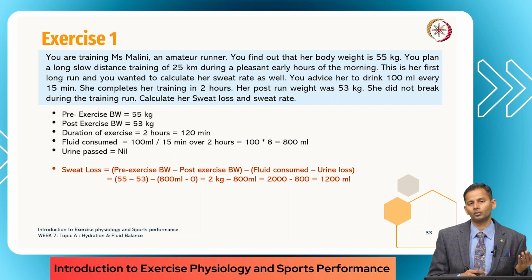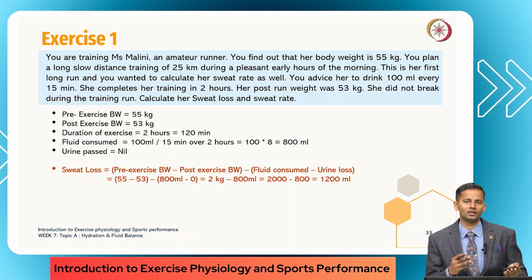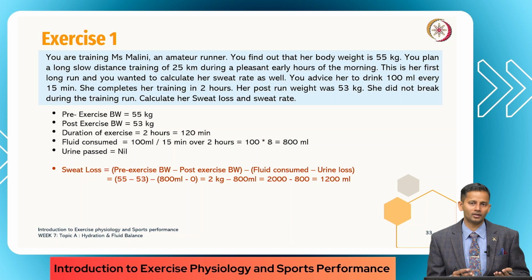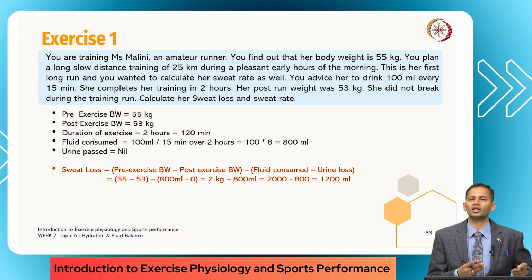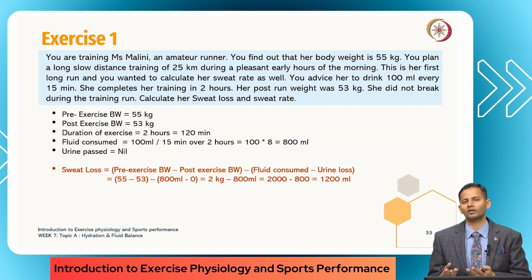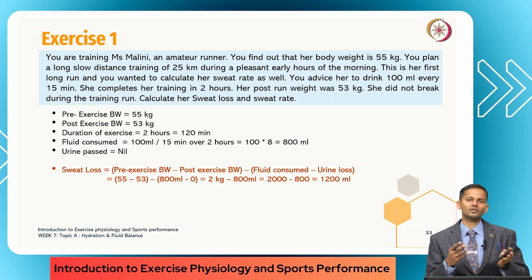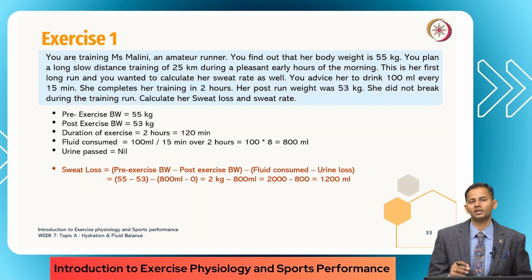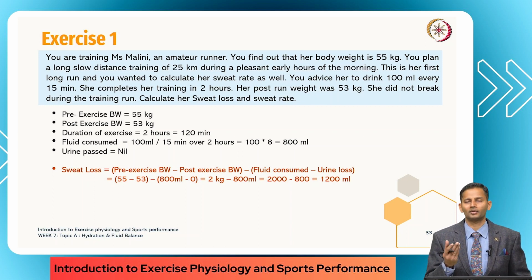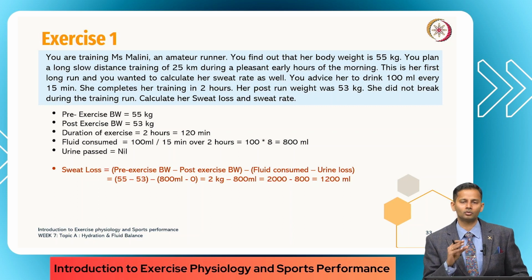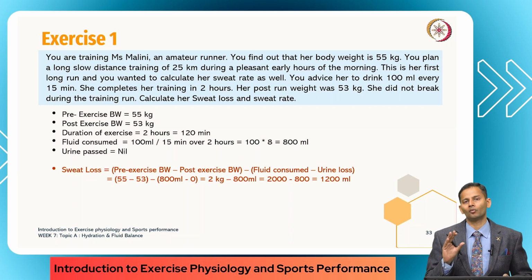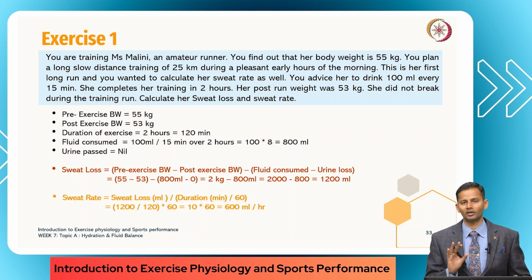So 2 kg weight loss, for the ease of calculation, we consider 1 kg of weight loss is equal to 1 liter of water loss. So 2 kg, let's assume 2000 ml of water has been lost by means of body weight. So 2000 minus 800 gives you 1.2 liters. So 1.2 liters is the sweat loss of this particular individual.